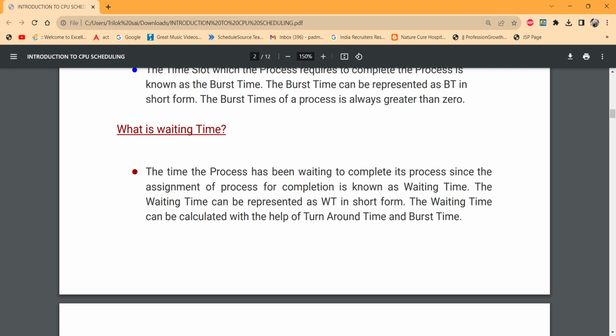Waiting time is nothing but since how much time the particular process has been waiting in the queue. Suppose the particular process had arrived at the interval of 1 and now the interval is 4, which means that the particular process P0 has been waiting in the queue for 3 units. So this is called waiting time.